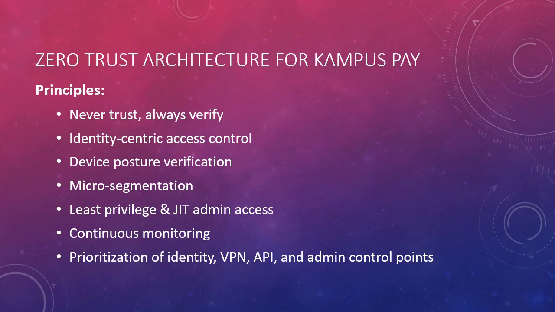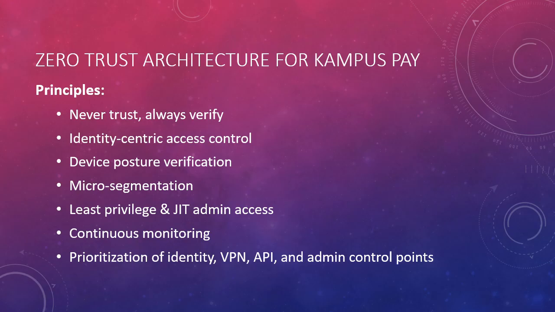Identity-centric access. An example would be strong MFA and role-based access. Users on VPN are not automatically trusted. Device posture validation: endpoints must be compliant, patched, encrypted, and monitored before gaining access to sensitive data systems. Micro-segmentation: critical systems need to be isolated to minimize exposure. And least privilege and just-in-time access. Admin access is restricted and granted only when needed, reducing the attack opportunities.